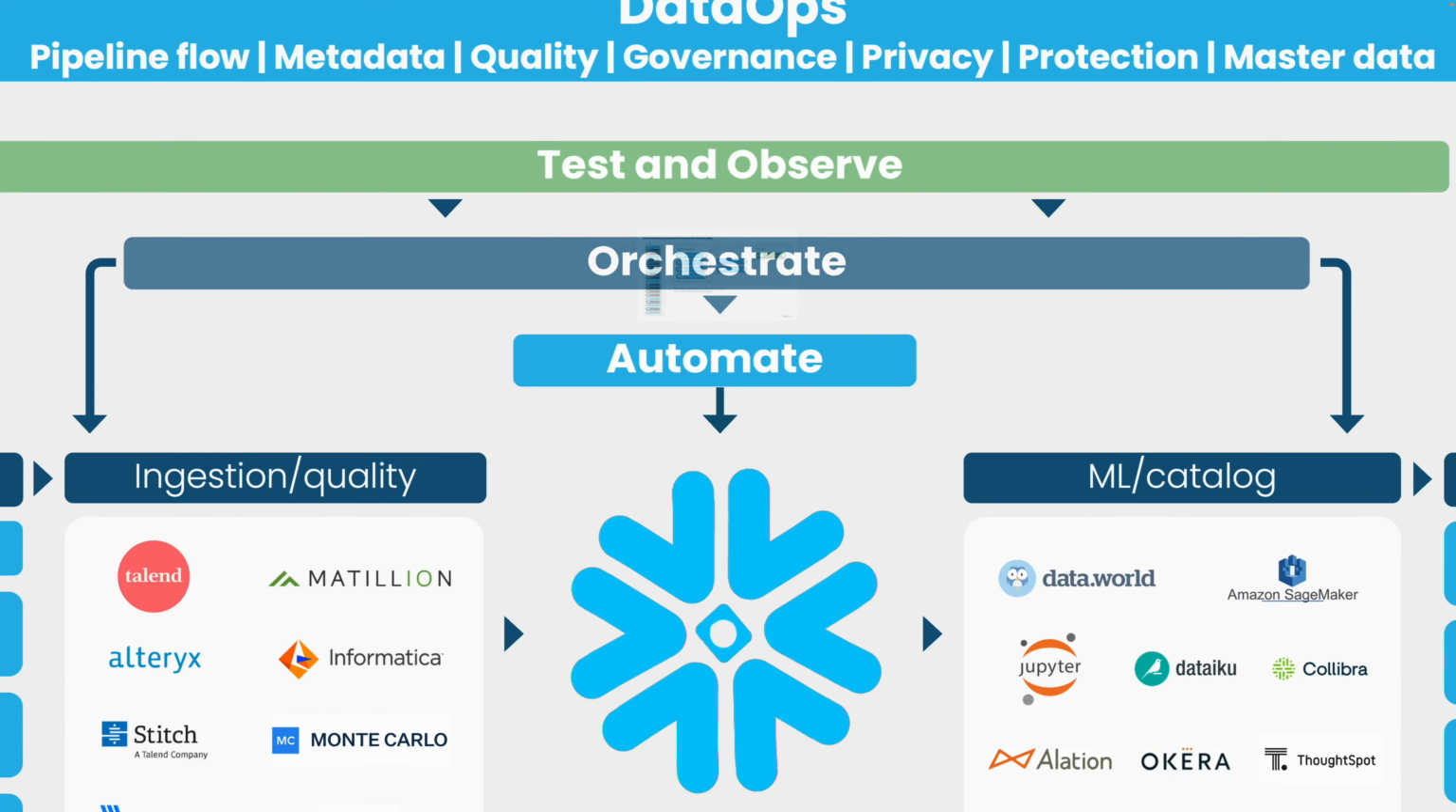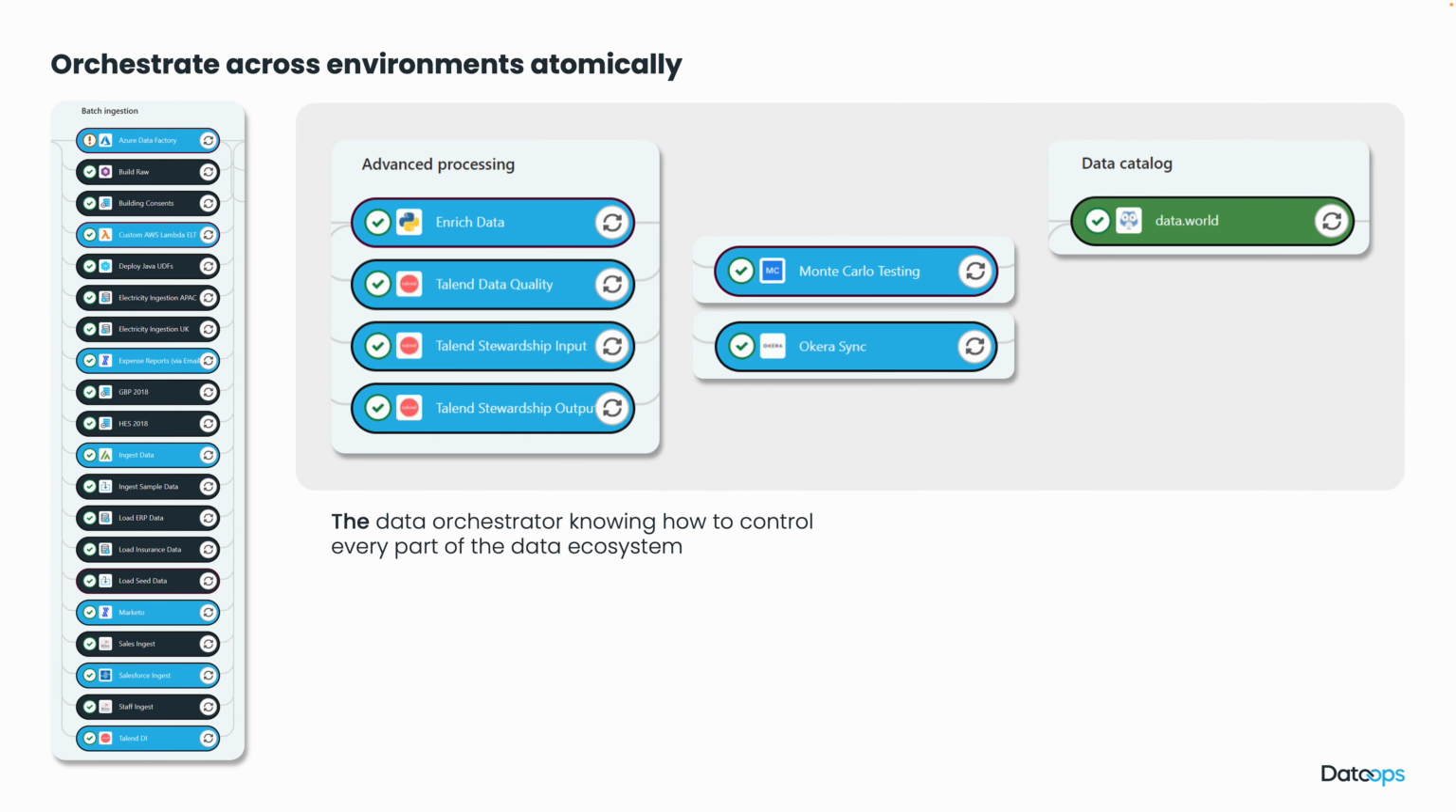Orchestrate is then about the wider ecosystem. This often covers batch ingestion, streaming ingestion, Delta ingestion, CDC, whether it's ETL or ELT tools. A lot of it is about getting data into Snowflake, but it also covers things like advanced processing. I might write some enrichment as a Python script or an R script. I might do some data quality or some data stewardship work using Talend, or I might orchestrate some data testing using Monte Carlo or SQL or something like that.